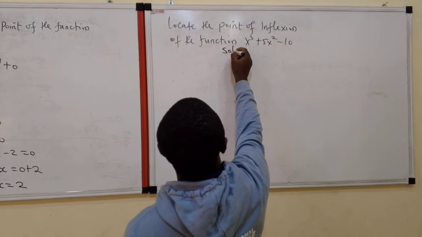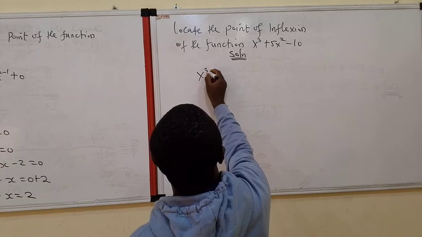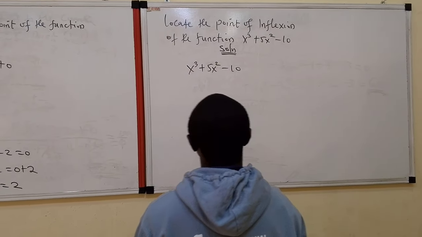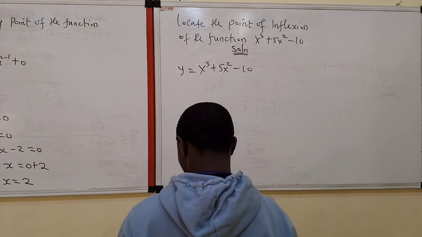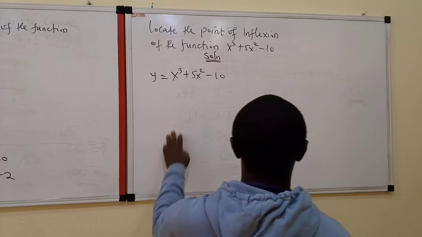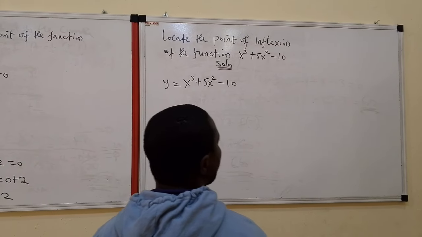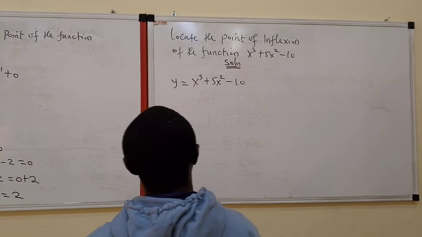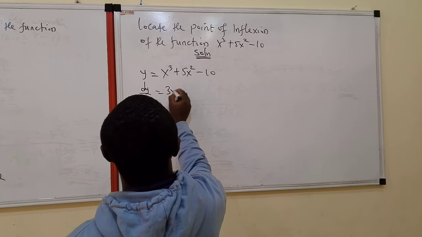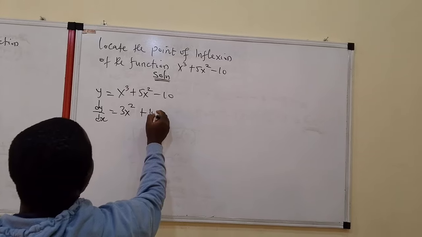Solution. x raised to 3 plus 5x squared minus 10. We are asked to locate the point of inflection. You say y is equal to this. What we are going to do is differentiate this function twice. So this is the first thing we are going to do. You say dy over dx now gives us 3x squared plus 2 times 5, that is 10x.